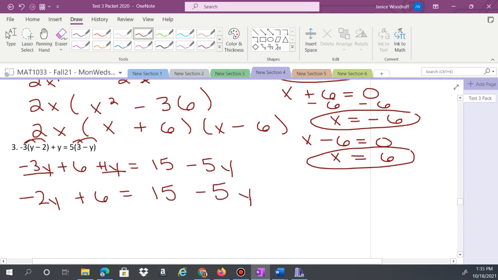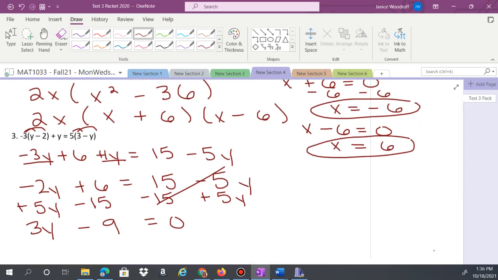So this means I'm going to move everything to one side. I'm going to take the minus 5y and add it. I'm going to take the 15 and subtract it. Okay, so everything on this side just zeroes out. And then here I have negative 2 plus 5 is 3y, and 6 minus 15 is negative 9.